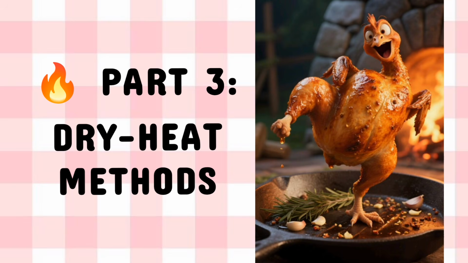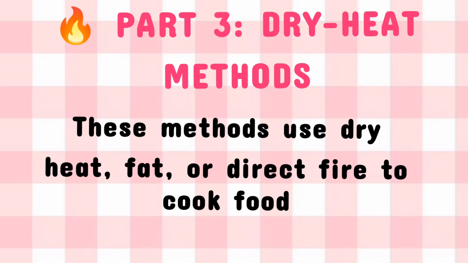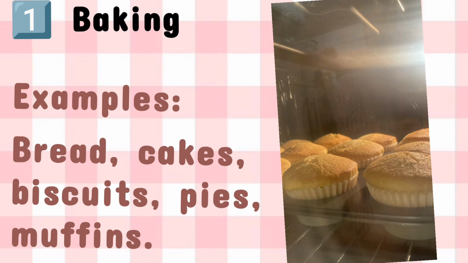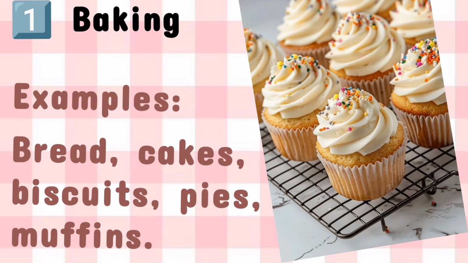Let's move on to the dry heat methods. These methods use dry heat, fat, or direct fire to cook our foods. The first method is baking, where we cook food using dry heat in an oven. Foods that we bake include bread, cakes, biscuits, pies, muffins, cookies.